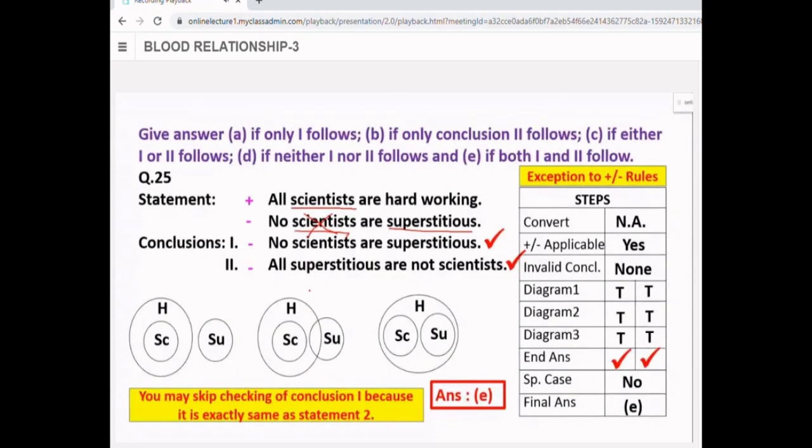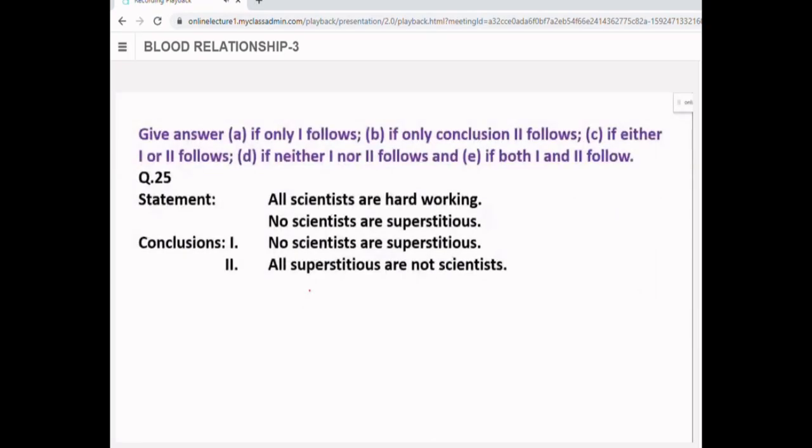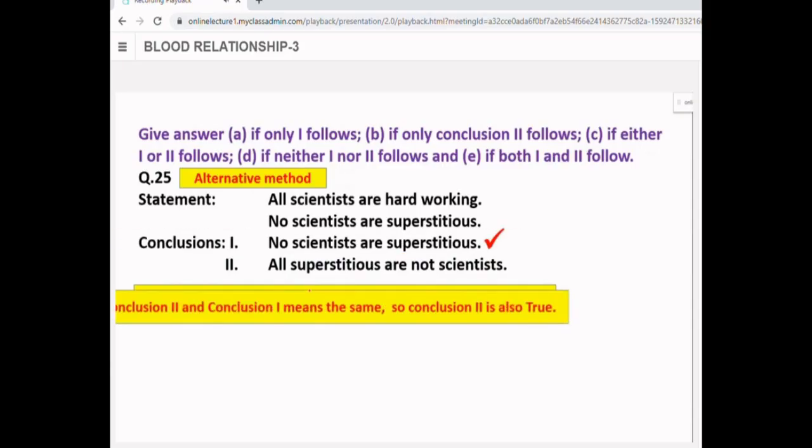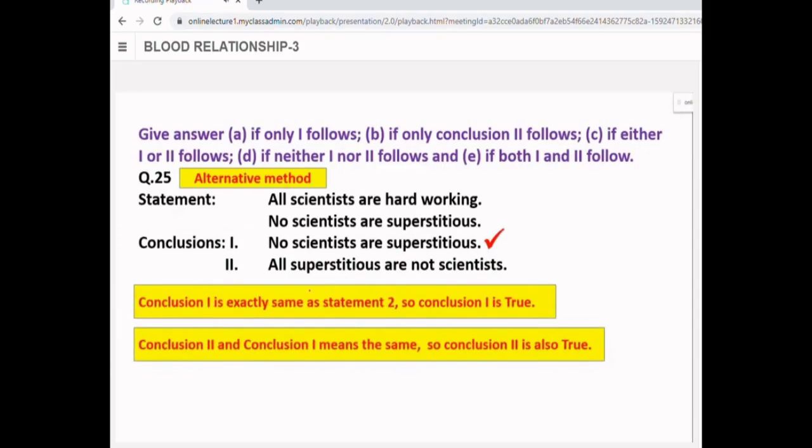One more point. See this, same question, alternative method. This is easy. Conclusion 1 is exactly the same as statement 2, so conclusion 1 is true. Agreed? Conclusion 1 is true because the second statement and the conclusion are the same. Now further, conclusion 2 and conclusion 1 mean one and the same thing. So conclusion 2 is also true.